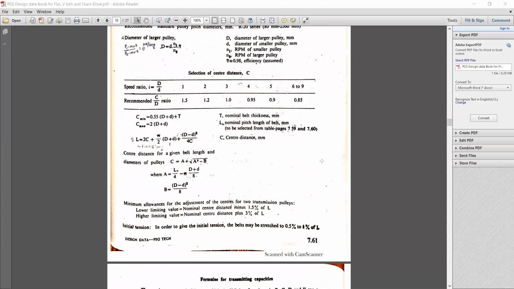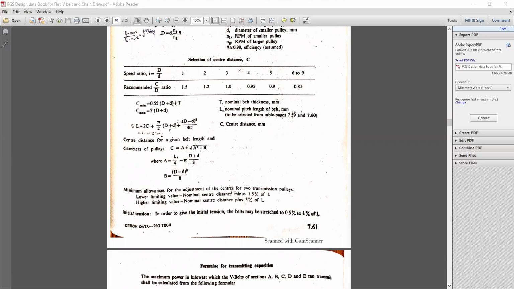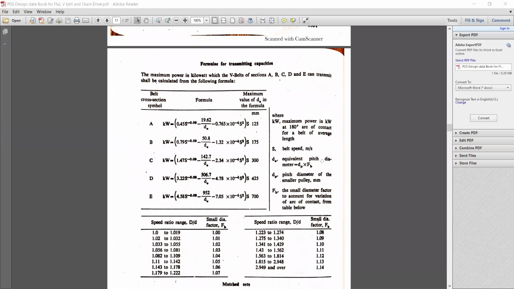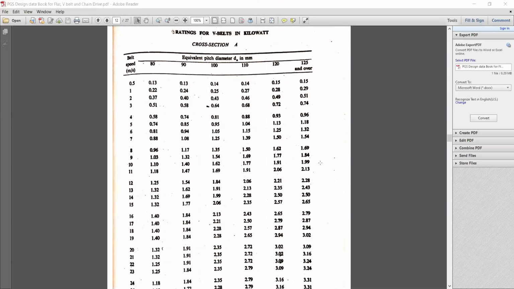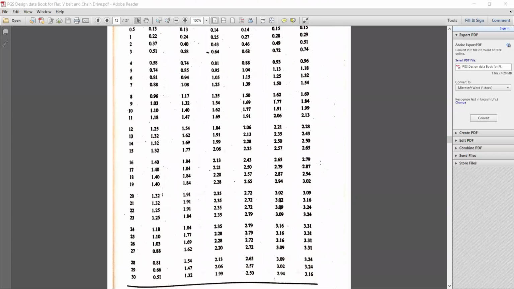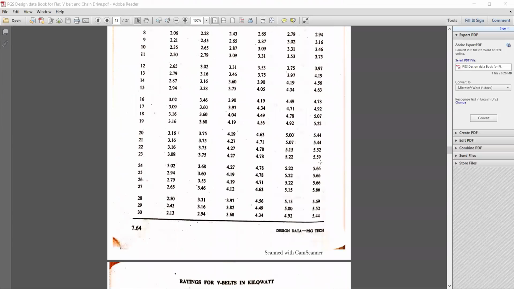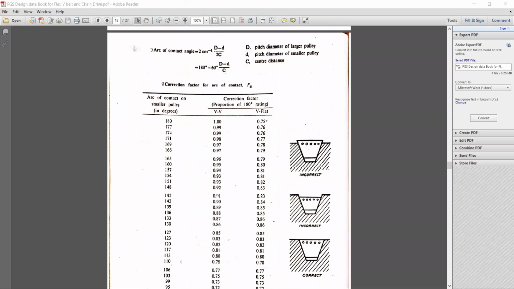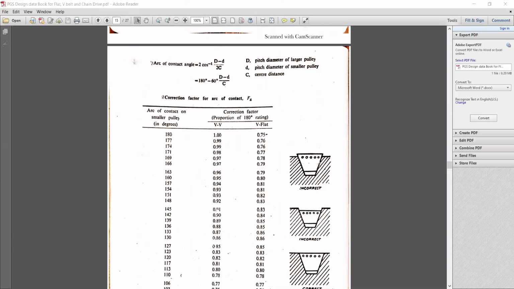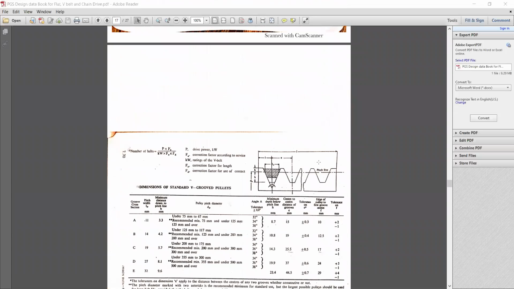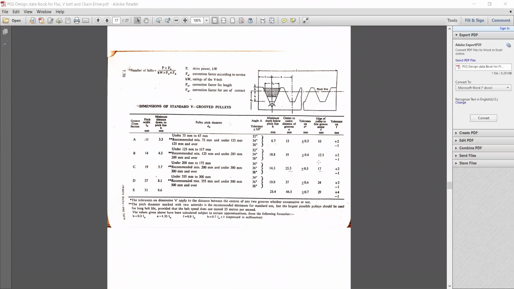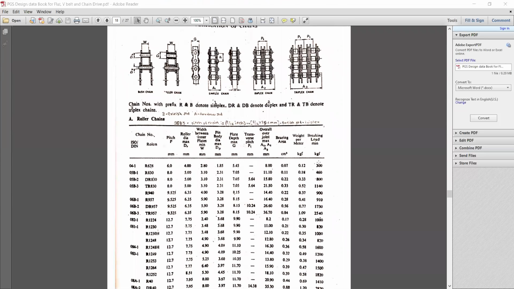Here also you can calculate the nominal length, then power factor, transmission factor. Okay, so ratings based on the cross section have been shown over here. Then arc of contact, service factor, correction factor, and this is the number of belts. Okay, now next one, design of chain.